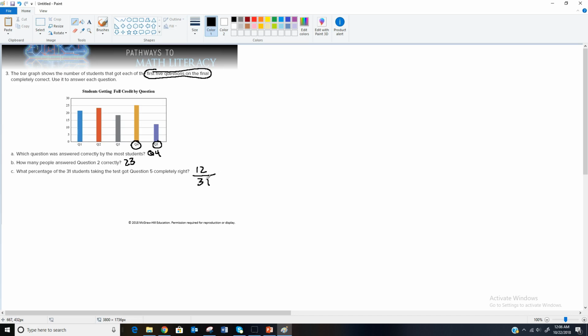out of the 31. And so if I want to know what percentage got it right, I need to figure out what 12 out of 31 is as a decimal, which is approximately 0.387. So 38.7% of the students got question 5 completely right.